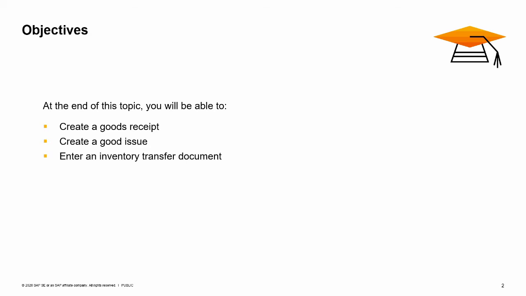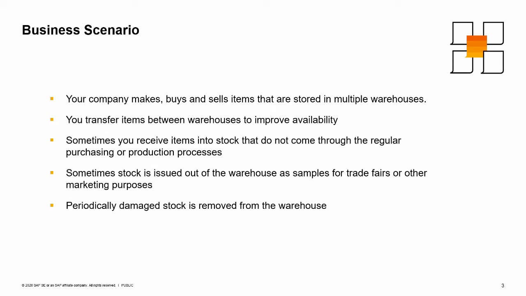managed with bin locations. Imagine that your company makes, buys, and sells items that are stored in multiple warehouses. You transfer items between warehouses to improve availability. Sometimes you receive items into stock that do not come through the regular purchasing or production processes. Sometimes stock is issued out of the warehouse as samples for trade fairs or other marketing purposes. Periodically damaged stock is removed from the warehouse.